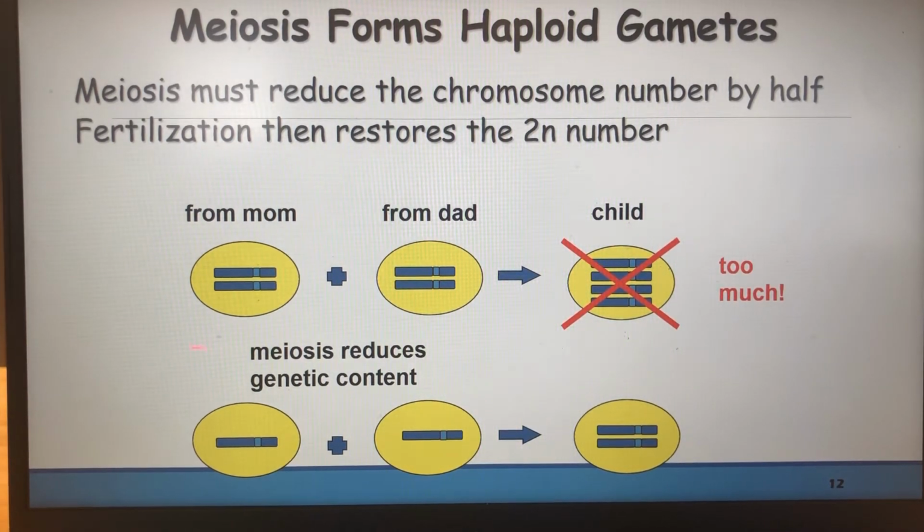However, if we halve the chromosome number, then upon fertilization, we restore the chromosome number, and that is the point of gametes, is that we can maintain the chromosome number from one species to the next.